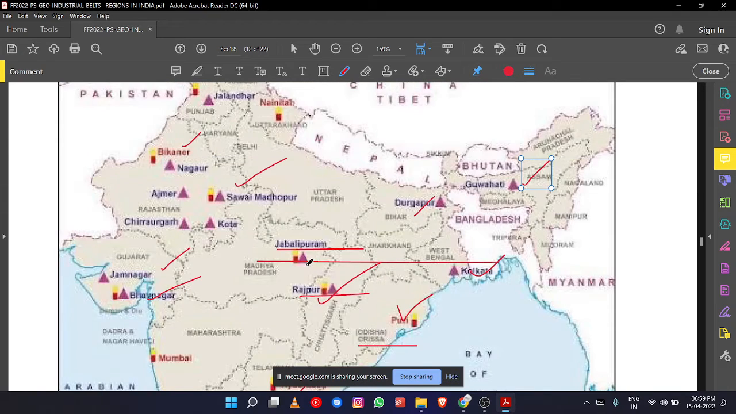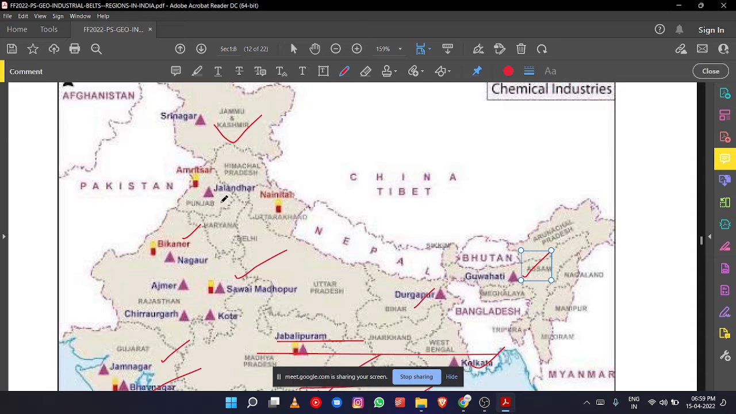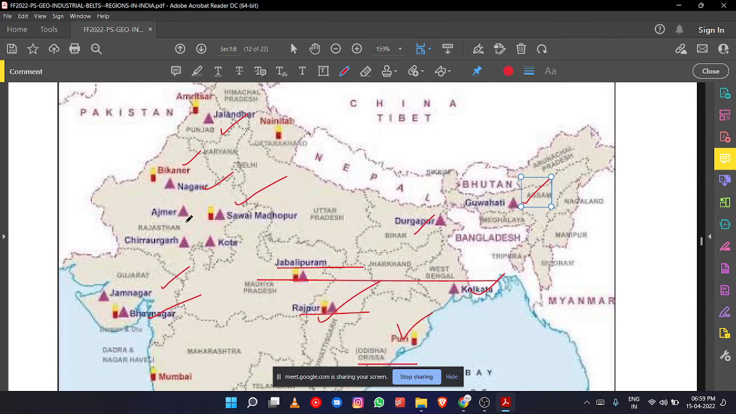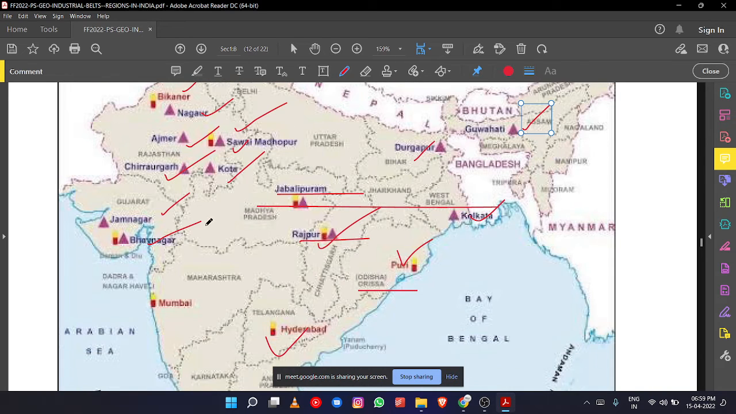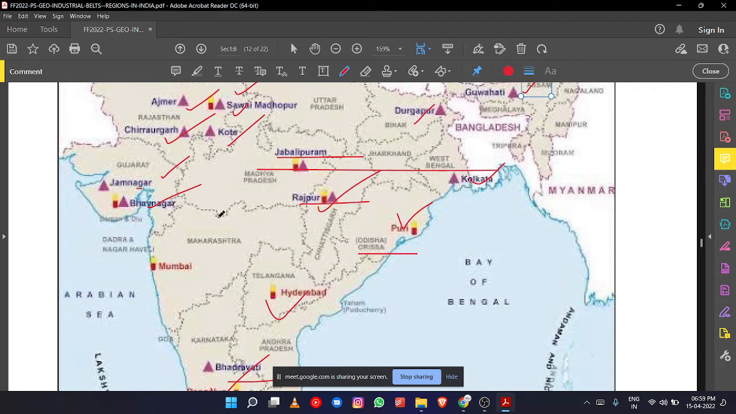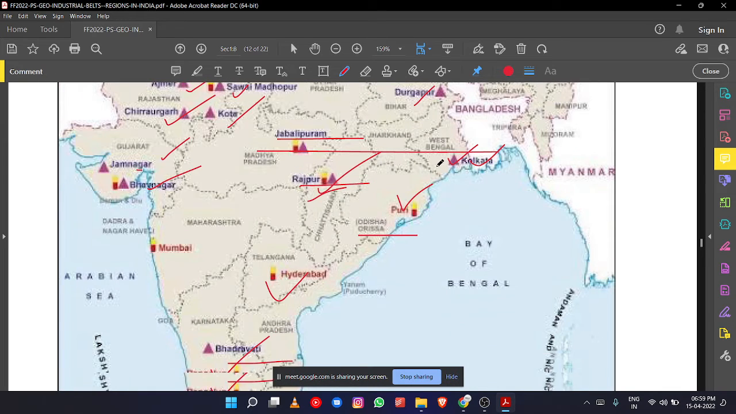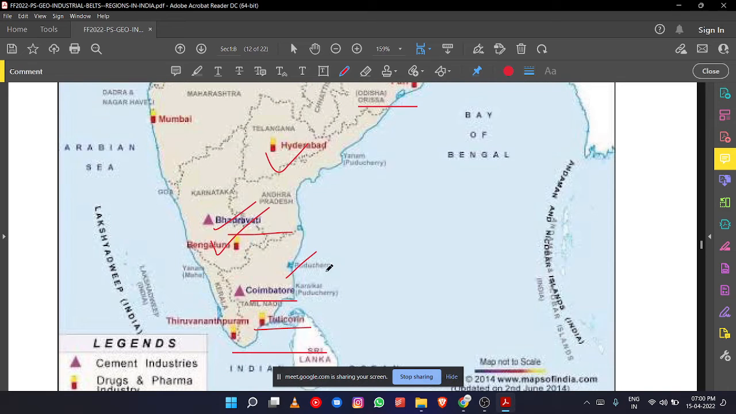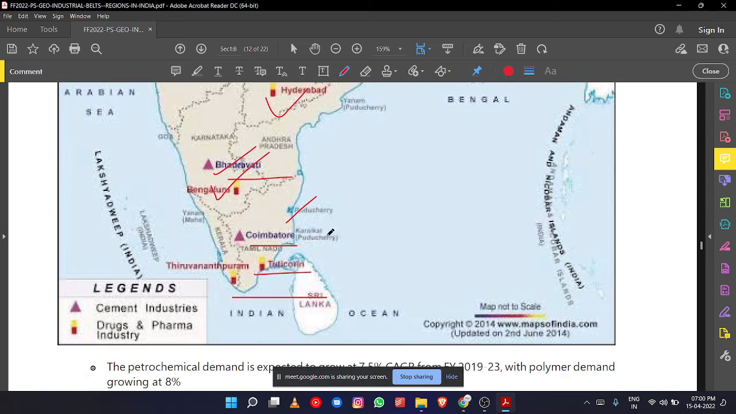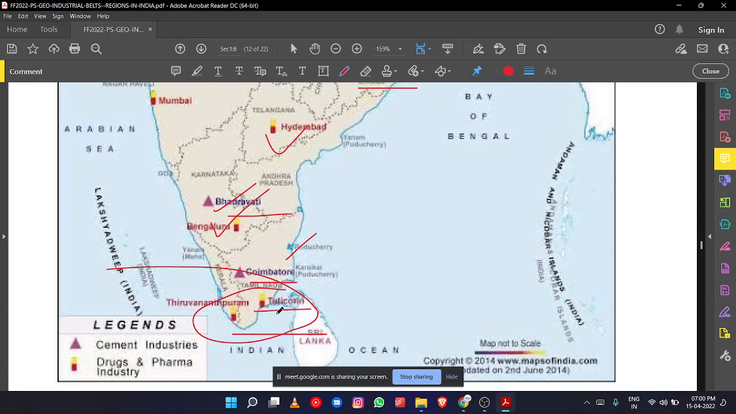Just have a go through it. Jammu and Kashmir, Srinagar area. Okay, Jalandhar area in Punjab, Nagpur, Ajmer, Savai Madhopur, and Kota area, Srinagar, Jamnagar and Bhavnagar, Raipur area. So Kolkata area, Durgapur area, Guwahati area, Bhadravati, Coimbatore. These are the cement industries, and these are the drug and pharmaceutical industries. Drug and pharma industries can be asked. Okay, definitely just go through it.